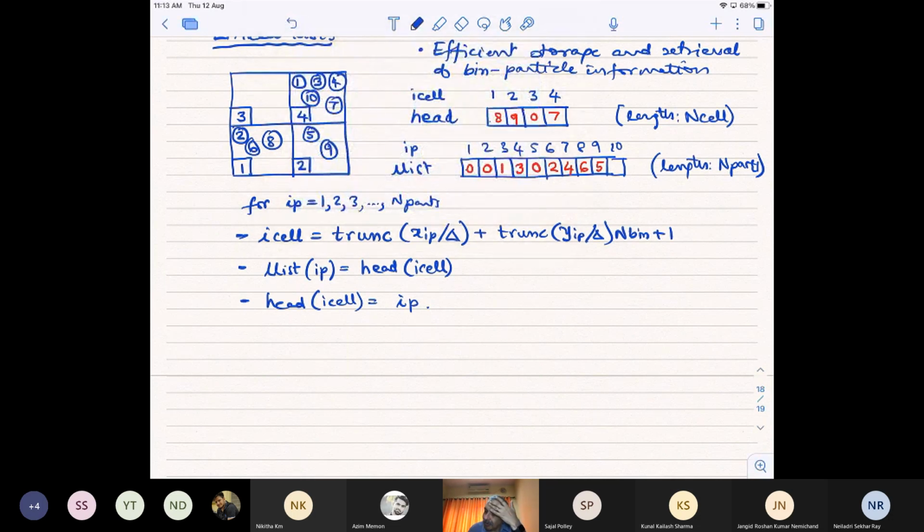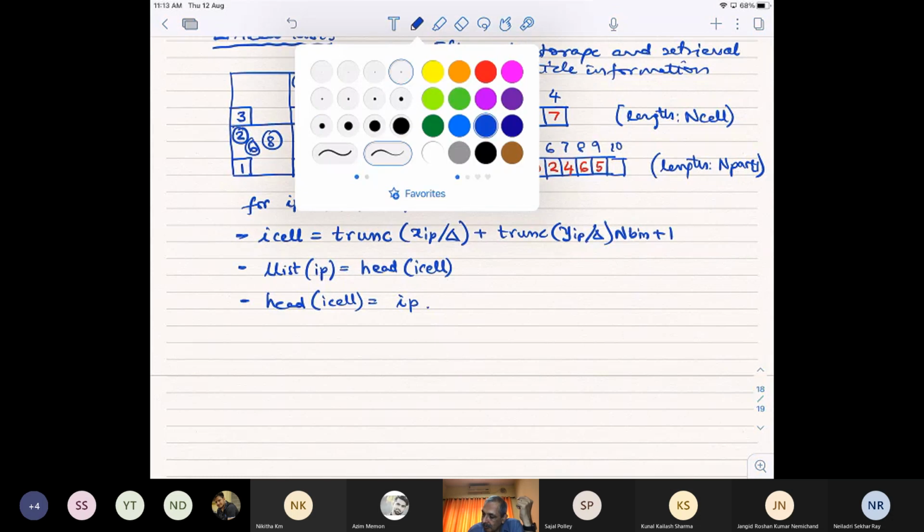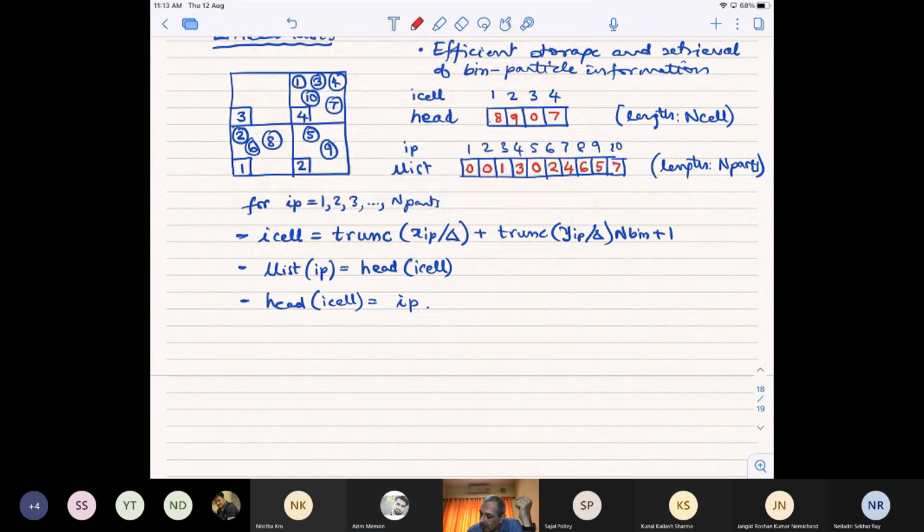Okay, and then for 10, 10 is in 4, so head is 7. Correct. So 7 has to come into 10. You have to move 7 into L list. So that comes here. And then you remove 7 from here and replace it by 10. Okay.